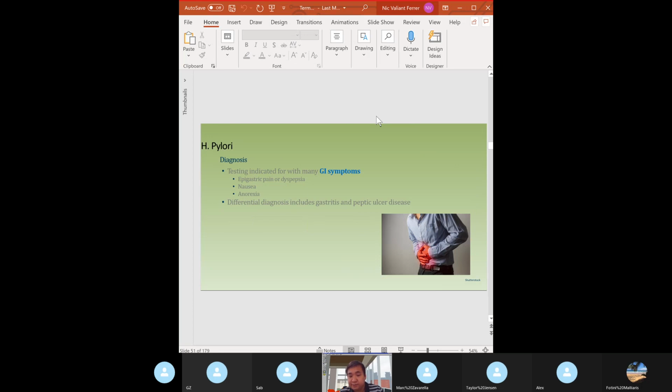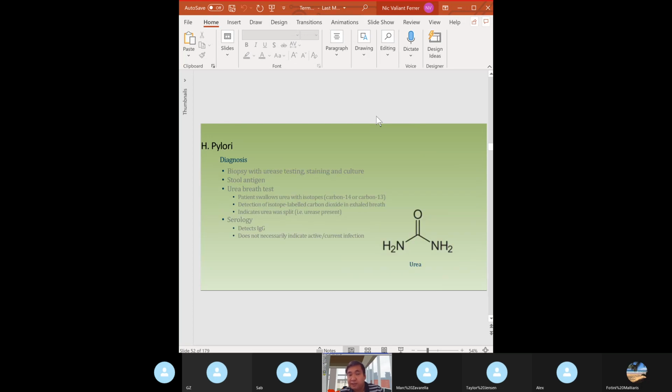Diagnosis: GI symptoms. Biopsy, what can we do? We can also do urease testing, right? Stool antigen, or the famous high-yield urea breath test. So what is this? The patient swallows urea with isotopes, then you detect carbon dioxide in exhaled breath. So they gulp the urea with isotopes, then you wait, there's a machine, they exhale, then you detect carbon dioxide in exhaled breath, and then you can see if urease is present, right?